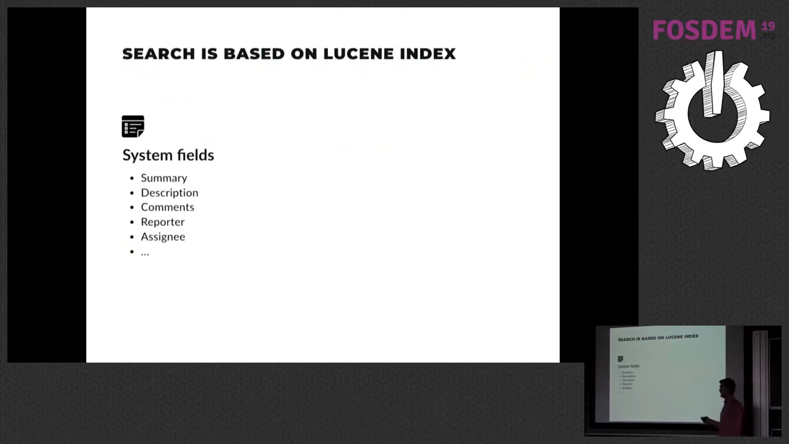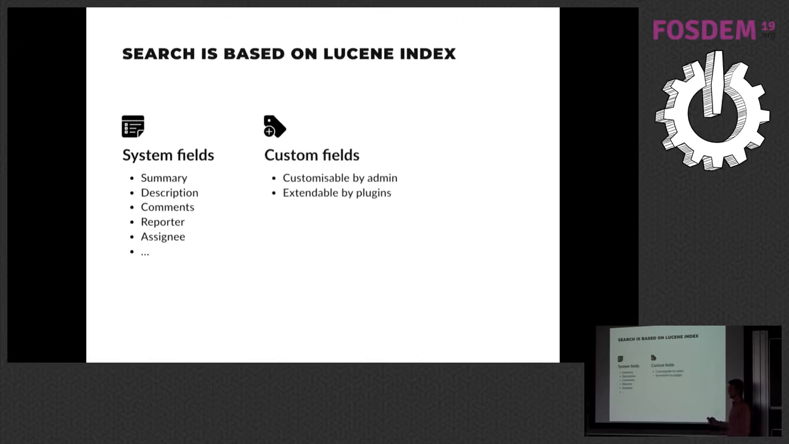So we have an index, and we put all of the fields there. So we have system fields, which are the ones that come with Jira out of the box, such as summary, description, comments, who created that issue, who is assigned to it. But we also have custom fields, which can be configurable by admin, and they can choose from what Jira provides, fields like dates or text, numbers, but also they can be extendable by plugins. So plugin vendors can provide any type of custom field you can dream of.